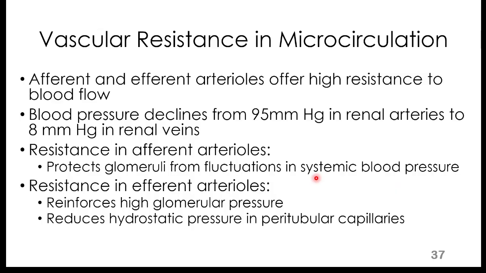All right, now afferent and efferent arterioles offer high resistance to blood flow. As a matter of fact, blood pressure declines from about 95 millimeters of mercury in renal arteries to 8 millimeters of mercury in the renal vein. The high resistance in the afferent arterioles protects the glomeruli from fluctuations in systemic blood pressure. We'll talk about the regulation of renal blood flow later.